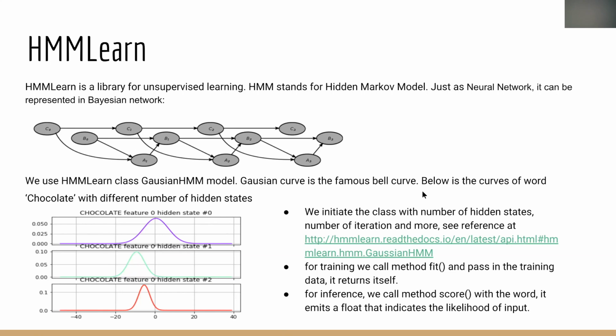And for this Gaussian HMM, you initiate it with things like how many iterations to train and how many hidden states, as I just explained, you want. And then it has the method to fit. That's where you feed in the data for the training, which is the feature data we extracted. And then it is later called score-based inference. It will give a percentage probability for the words.